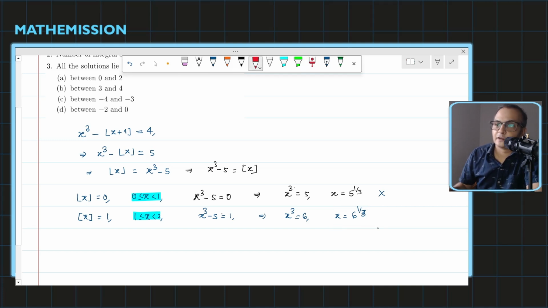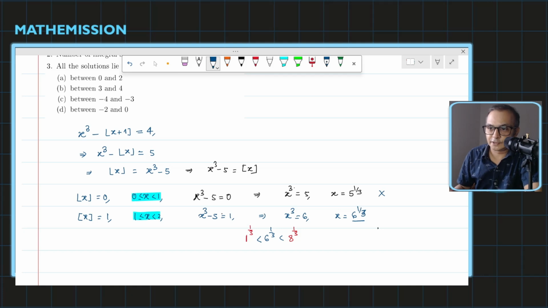Let's see. We know that 1 to the power 1 by 3 is 1 only, and also we know that 8 to the power 1 by 3 is 2. Of course, I can say that this 6 to the power 1 by 3 is lesser than 8 to the power 1 by 3, but greater than 1 to the power 1 by 3. Just leave the middle term, and you can write the left hand side as 1, then this 6 to the power 1 by 3, and this will become 2.